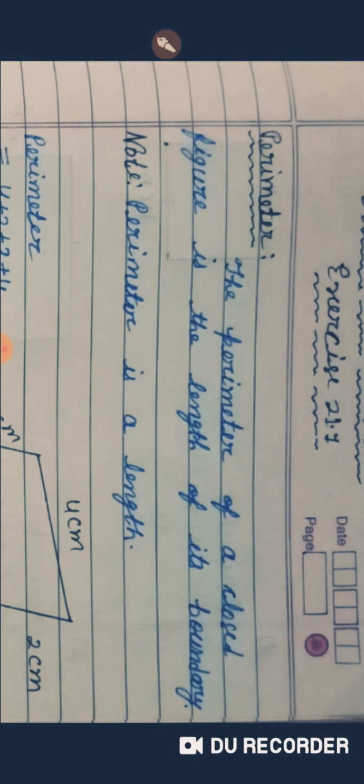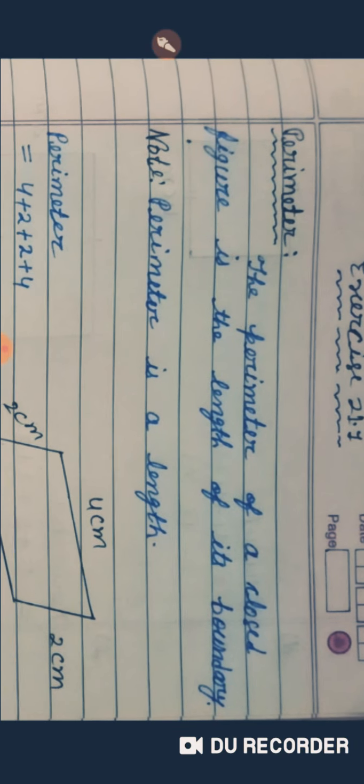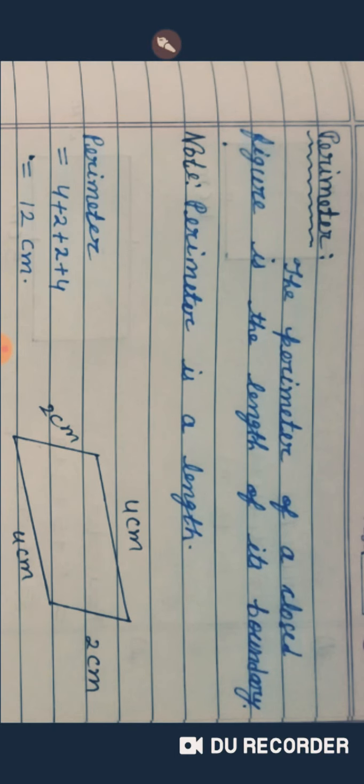Dear students, firstly we will discuss the perimeter. The perimeter of a closed figure is the length of its boundary. It means it is the sum of all the edges. The sum of all the edges is said to be the perimeter of the closed figure.